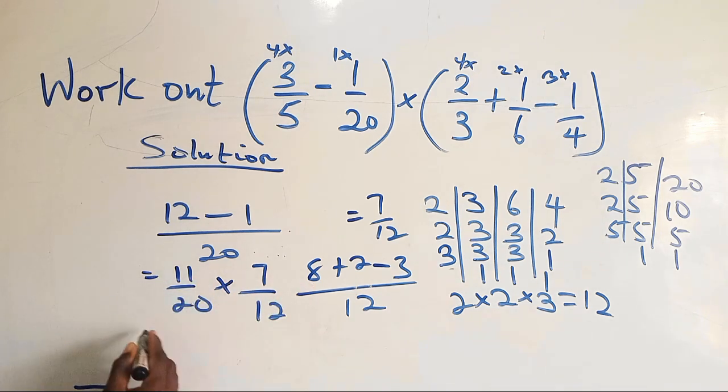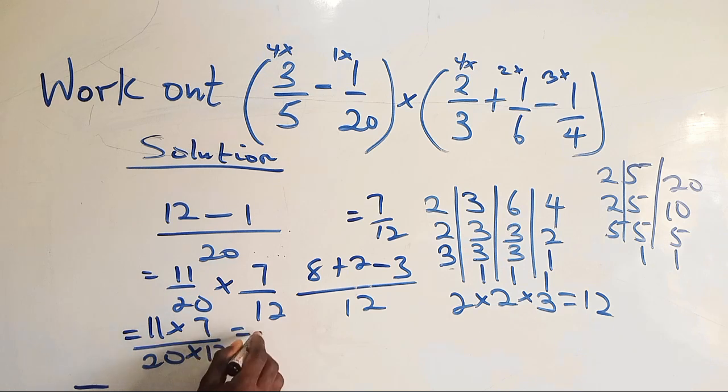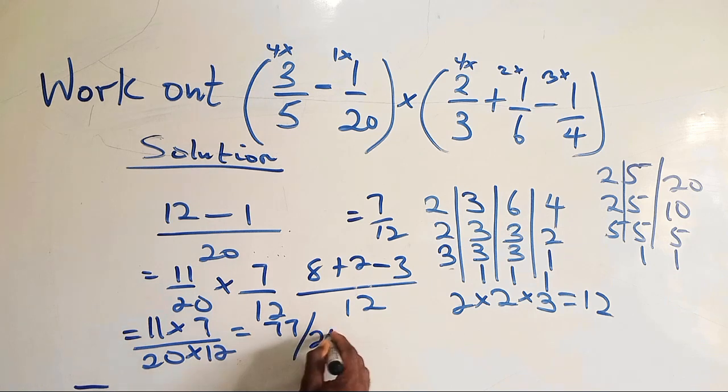So what we do is to multiply out. We have 11 times 7 and 20 times 12. So 11 times 7 gives 77 over 20 times 12, which gives 240.